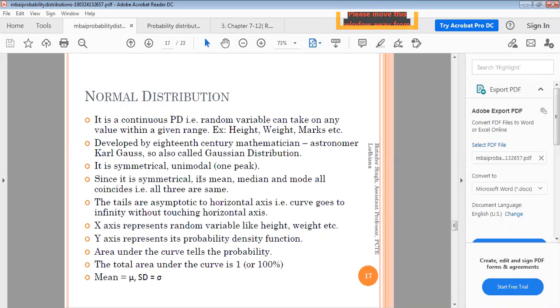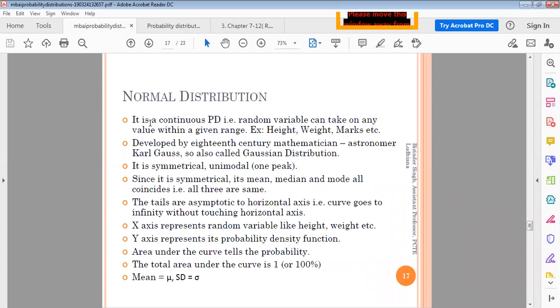For the normal distribution, we must remember it is a continuous probability density function. Previously, we studied binomial distributions and Poisson distributions, which were discrete probability distributions. But this is defined for continuous types, that is, random variables can take on any values within a given range. That means height, weight, marks, every sample will be considered. In discrete, we have to take the samples in a discrete way. Secondly, it was developed by the 18th century mathematician and astronomer Carl Gauss, so it is also called the Gaussian distribution.